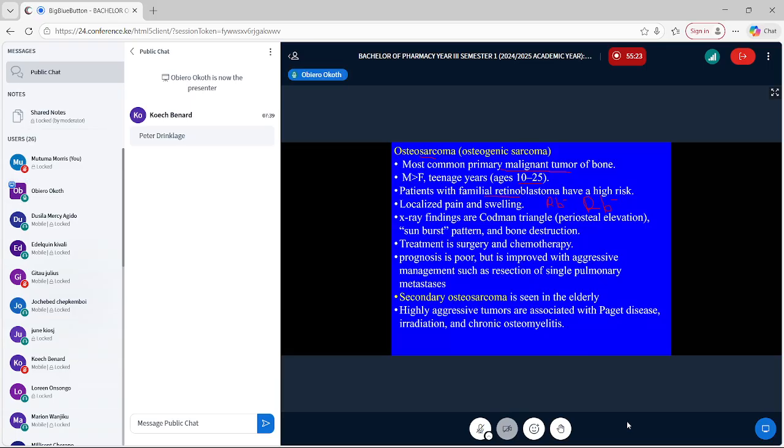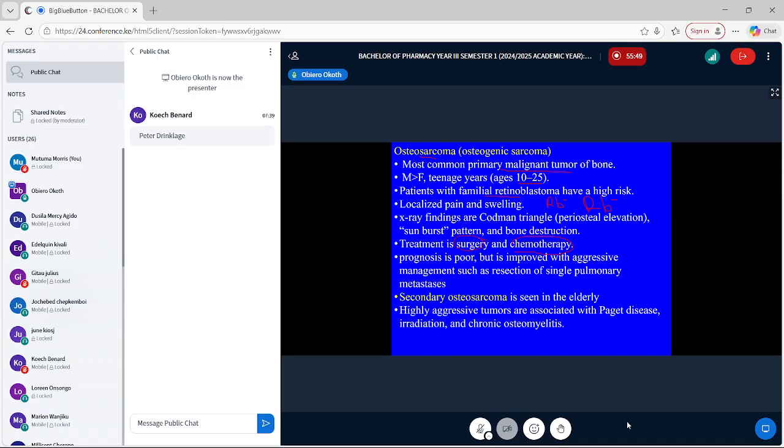Patient will present with localized pain and swelling, and on the X-ray, you have elevation of the periosteum. We normally call it Codman triangle. You have a sunburst appearance because the tumor seems to be forming bone. Treatment normally is surgery and chemotherapy. So you give chemotherapy first, then now you do the surgery.